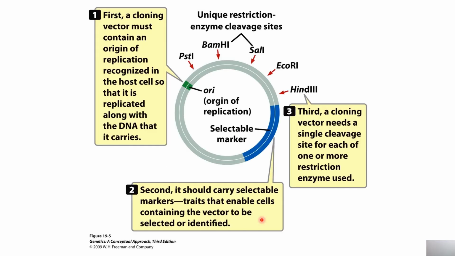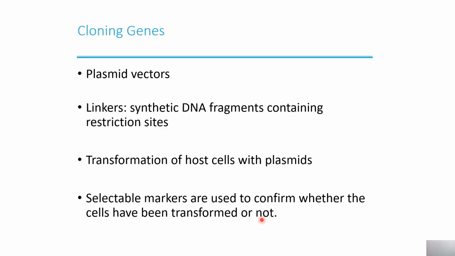So if you see, first, a cloning vector must contain an origin of replication recognized in the host cell so that it is replicated along with the DNA that it carries. Second, it should carry selectable markers, traits that enable cells containing the vector to be selected or identified. And third, a cloning vector needs a single cleavage site for each of one or more restriction enzymes used.